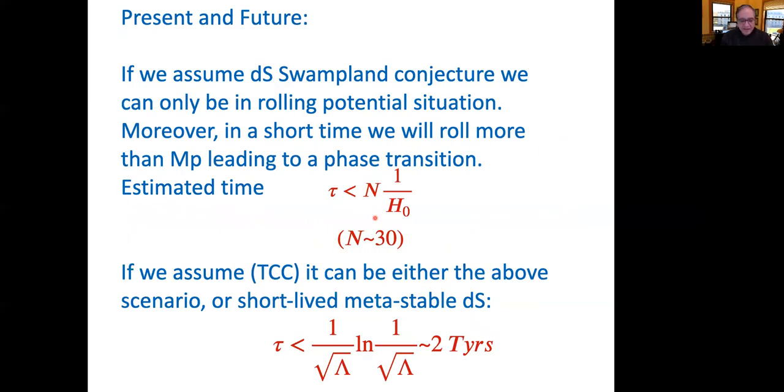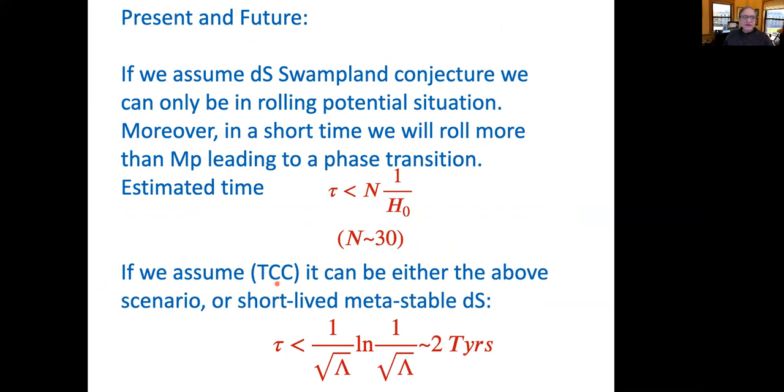So let me talk about the present and the future in the context of the Swampland. If we assume the de Sitter Swampland conjecture, we can only be rolling in a potential. And since it's rolling for a while, after a while you're going to move in the field space by a large distance. But when you go to a large distance, you get a light tower of states, as I mentioned before. So therefore, you get a phase transition. The estimated time for this phase transition, based on fitting the cosmological observations with the theoretical models we have, is a lifetime of about 30 times the Hubble time.